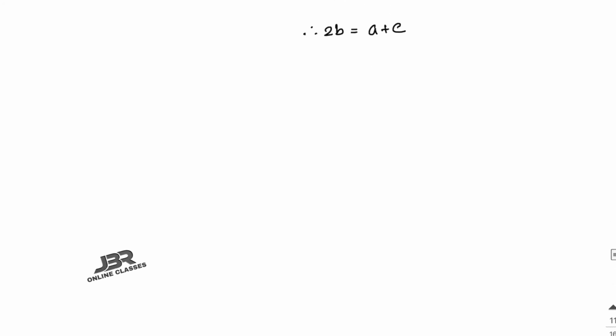Okay, now the third one. If p, q, r are in AP, then the pth, qth and rth terms of any GP are themselves in GP. So here p, q, r are in AP, that means 2q is equal to p plus r. Okay, now let capital A be the first term and r be the common ratio.